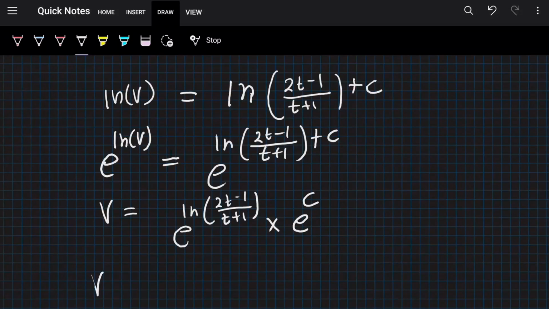So we get v equals 2t minus 1 over t plus 1, and we have e to the power of c, but e is a constant and c is a constant as well, so at the end we get a constant a. So let's work out what a is.